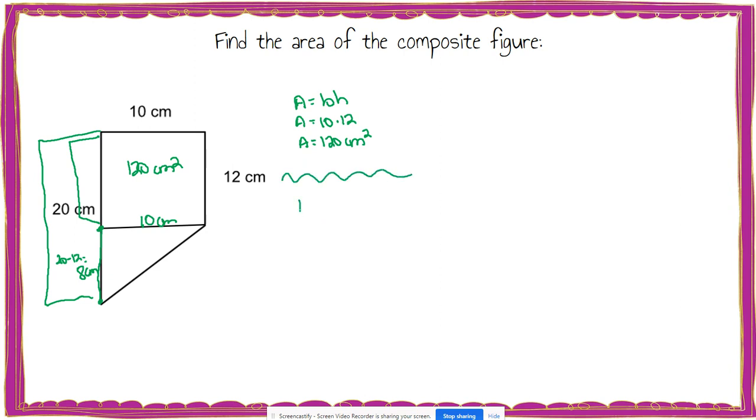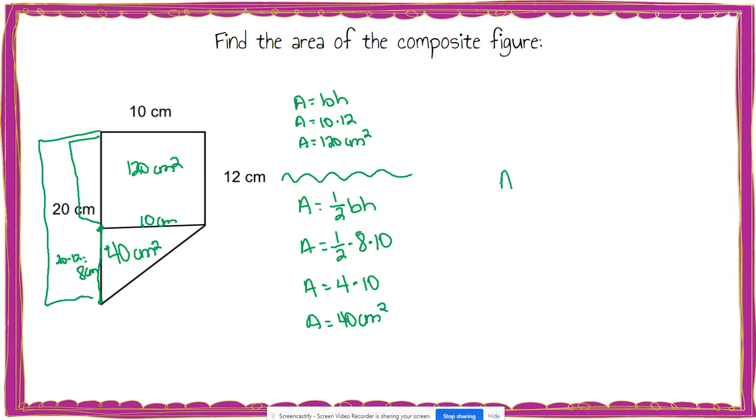To find the area of my triangle, I'm going to use my area formula, which is 1/2 times base times height. So I'm going to multiply 1/2 times my base of 8 times my height of 10. 1/2 times 8 is 4. And then I multiply 4 times 10 and I get 40 centimeters squared. So the area of my triangle is 40 centimeters squared. To find the area of my whole figure, I'm going to add both of those together, so 120 plus 40, and I get a total area of 160 centimeters squared.